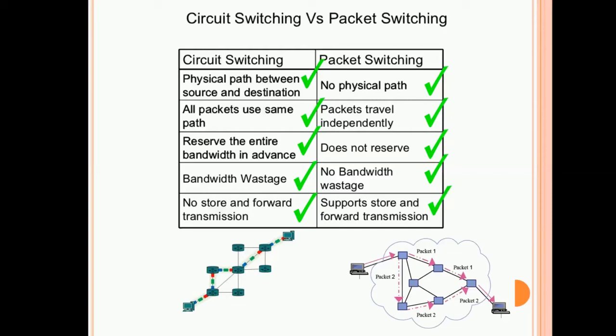For example, the packets will be transferred from computer A to computer B. In between, some computers will be there to help transmit. That computer will store the information in main memory and then forward it. Then another computer will help with transmission. That computer also will store the information in main memory and then transfer it. So in circuit switching, there is no store and forward transmission. In packet switching, there is store and forward data transmission. So these are the differences between circuit switching and packet switching.